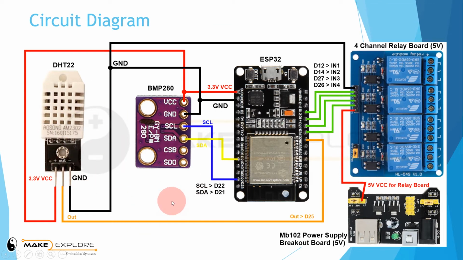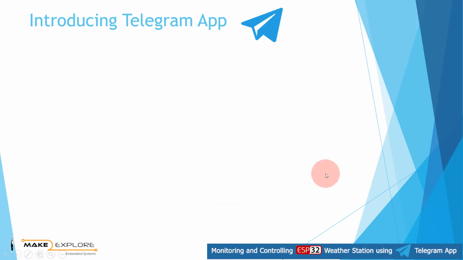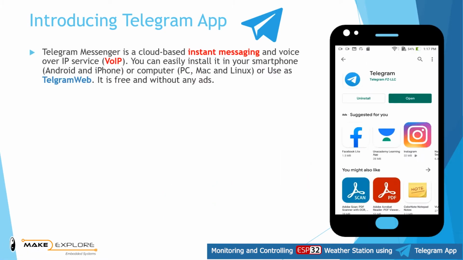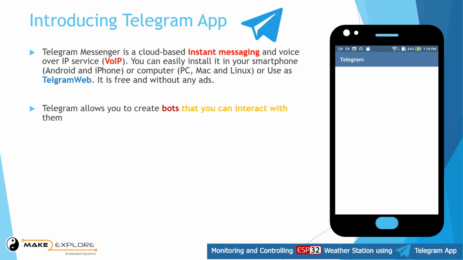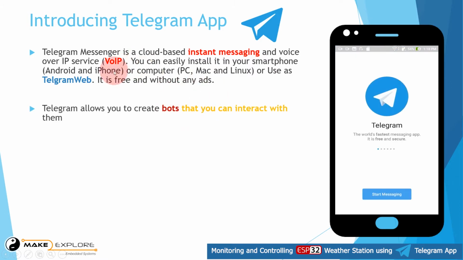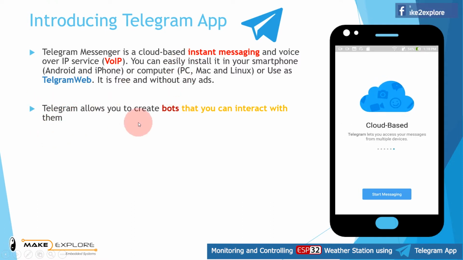Now let's move forward and see what is a Telegram app. Telegram Messenger is a cloud-based instant messaging and voice over IP service. Telegram is an instant messaging app. You can easily install it in your smartphone like your Android or iPhone, or your computer like PC, Mac or Linux, or you can use it as a Telegram web application on your browser. It is free. It is without any ads. It also allows you to create bots that you can interact with.